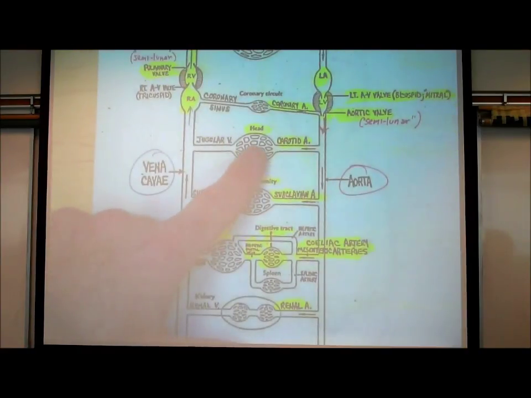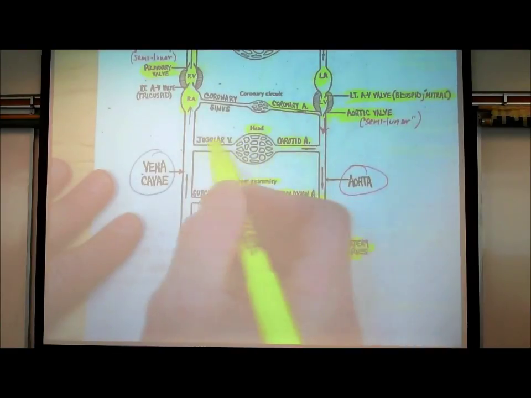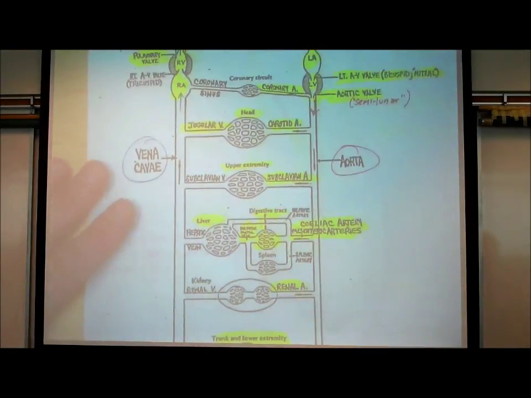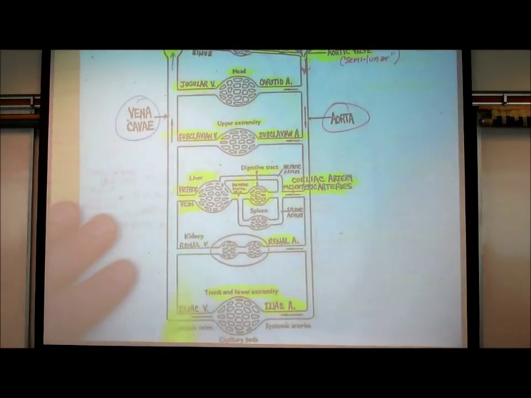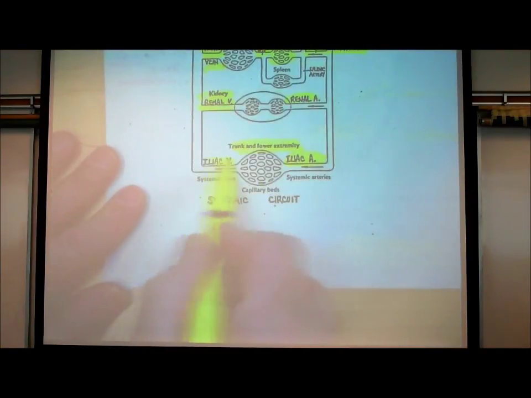So here in the head, the blood comes back from the head via the jugular vein. From the arms, it comes back to the subclavian vein. From the liver through the hepatic vein. From the kidney, the renal veins. And from the legs, the iliac veins.